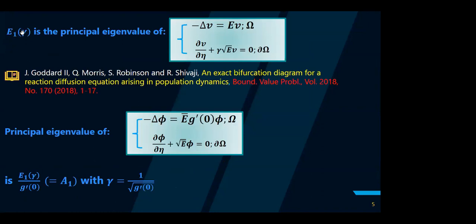Next, I'm going to take E1 gamma to be the principal eigenvalue of this eigenvalue problem. The existence of E1 gamma follows from this paper by Goddard, Morris, Robinson, and Sivaji. Next, we can easily see that the principal eigenvalue of this problem, which is the associated linearized problem to our model, is going to be E1 gamma over g prime of 0, where gamma is 1 over square root of g prime of 0. I'm going to take this principal eigenvalue to be A1 from here onwards.